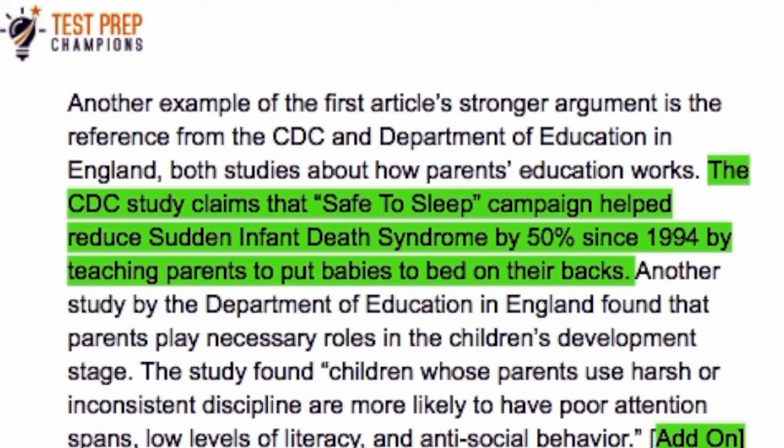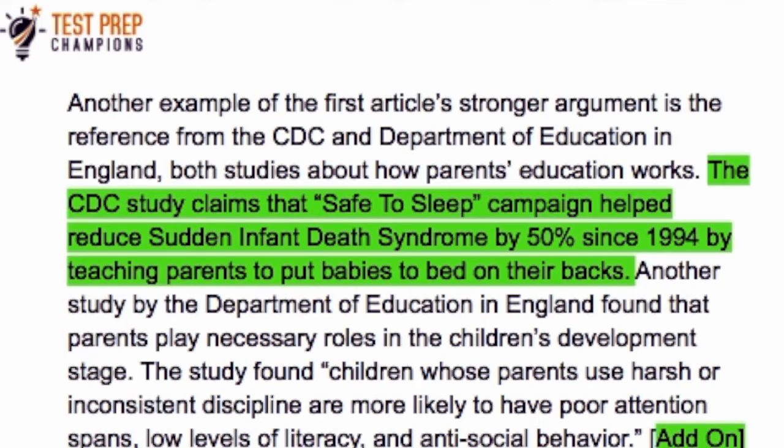So the first article, the person's basically saying, the first article is stronger because they reference a study done by the CDC. Here's the study that they claim, all right? And so there's two main things that the person could do to make this even stronger. All right, so where I put "add on" here, they could add one more sentence on here to draw a more direct connection between the study and the last sentence and how it makes the first article's argument stronger.